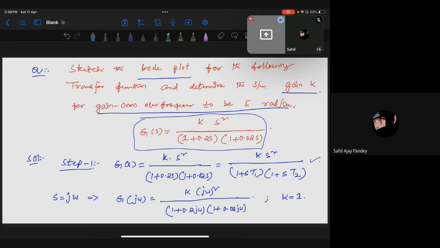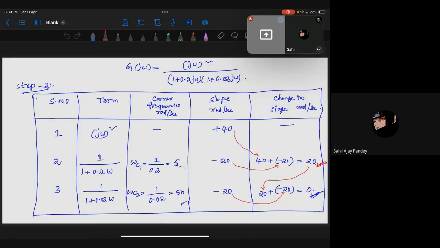So first substitute S is equal to J omega. You get this one. For instance, take K is equal to 1. This is your transfer function where wherever there is S, you substitute S is equal to J omega. Is this first step clear? Yes, sir. Okay. Then for this, we are going to draw the Bode plot.